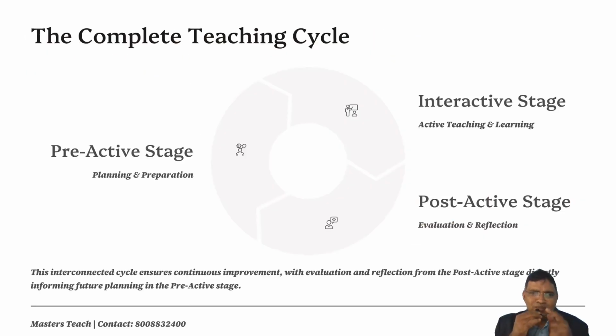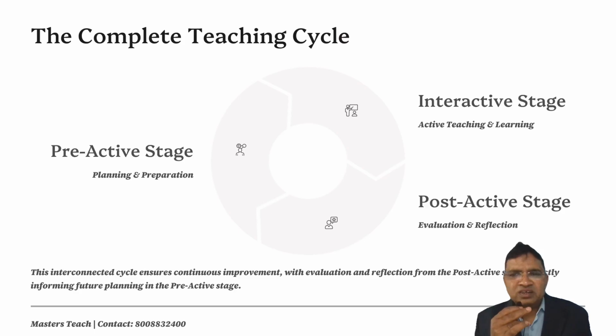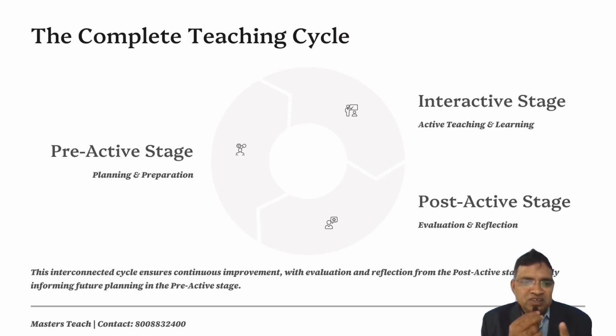Here is the complete cycle. First is the pre-active stage, which is planning and preparation. The second is the interactive stage, where teaching and learning go on. Then post-active is evaluation of the students and reflection on the teaching. These three stages are an interconnected cycle, a continuous improvement. Evaluation in the post-active stage transforms the future pre-active stage. All are interconnected.